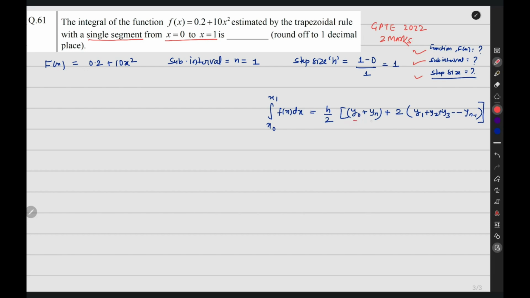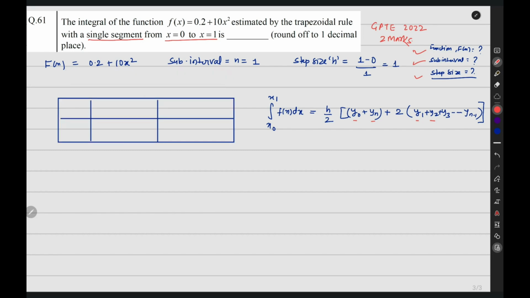Now we will determine the values of y0, y1, y2, y3. So we will write x, y. According to the question, the segment starts from 0 and the next value is at step size h, so it will be 1 here. Value of the function y0, y1. Now we are going to put x equal to 0 in this equation, so we will get 0.2, and again we will put x equals 1 in the above equation, so now we will get 10.2.